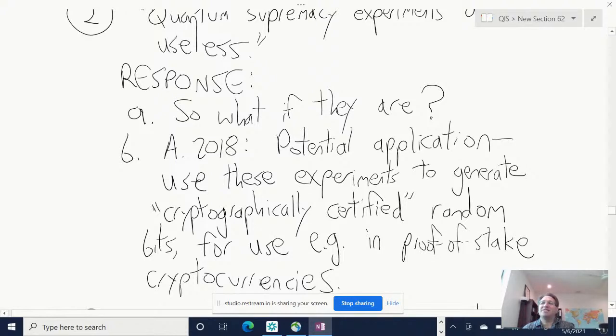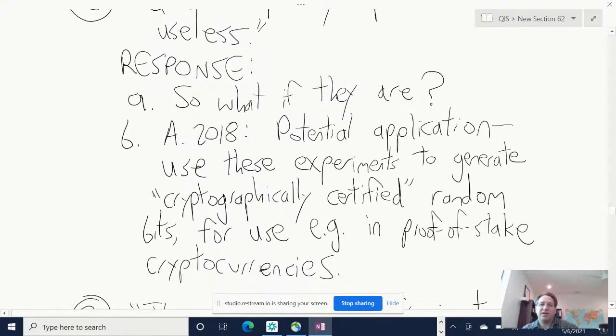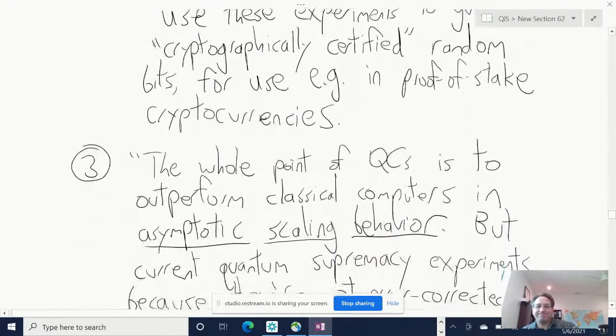You know, there are many ways that you could imagine getting certifiable randomness. But these quantum supremacy experiments are one possible way to do that. And Google has actually been exploring that, has been trying to implement my protocol.